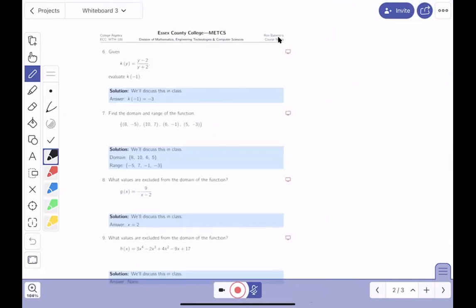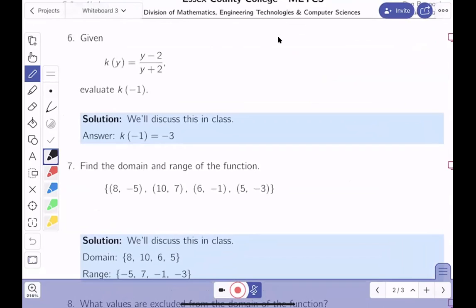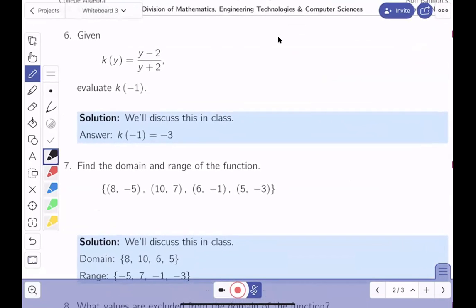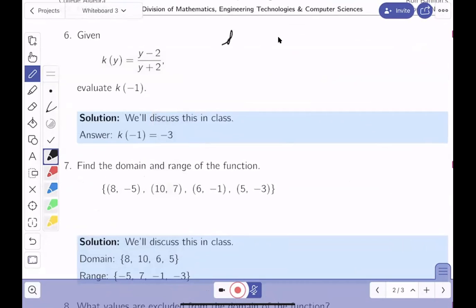Number 6. Now, for some people, they look at this and say, why are you using different letters? It happens in math, and it happens a lot. All right. So what I claim over here, I'll just write it down. They're saying that k is a function of the letter y. Put this down: y minus 2 over y plus 2. Now, what do they say? Evaluate k at minus 1.